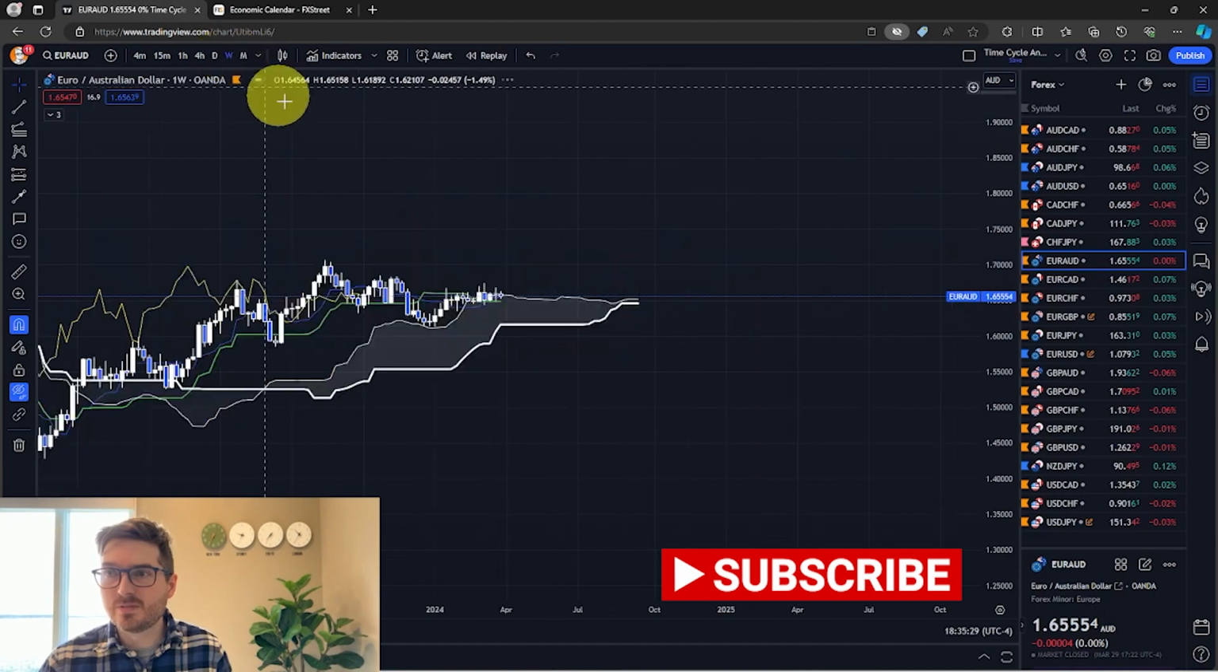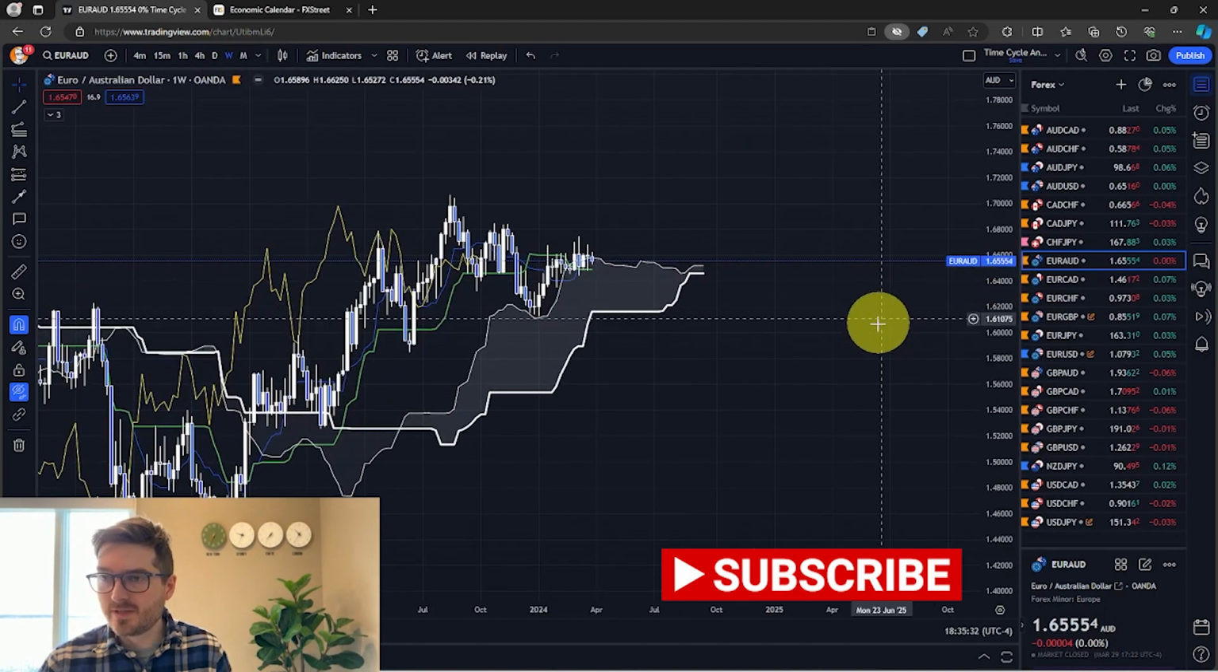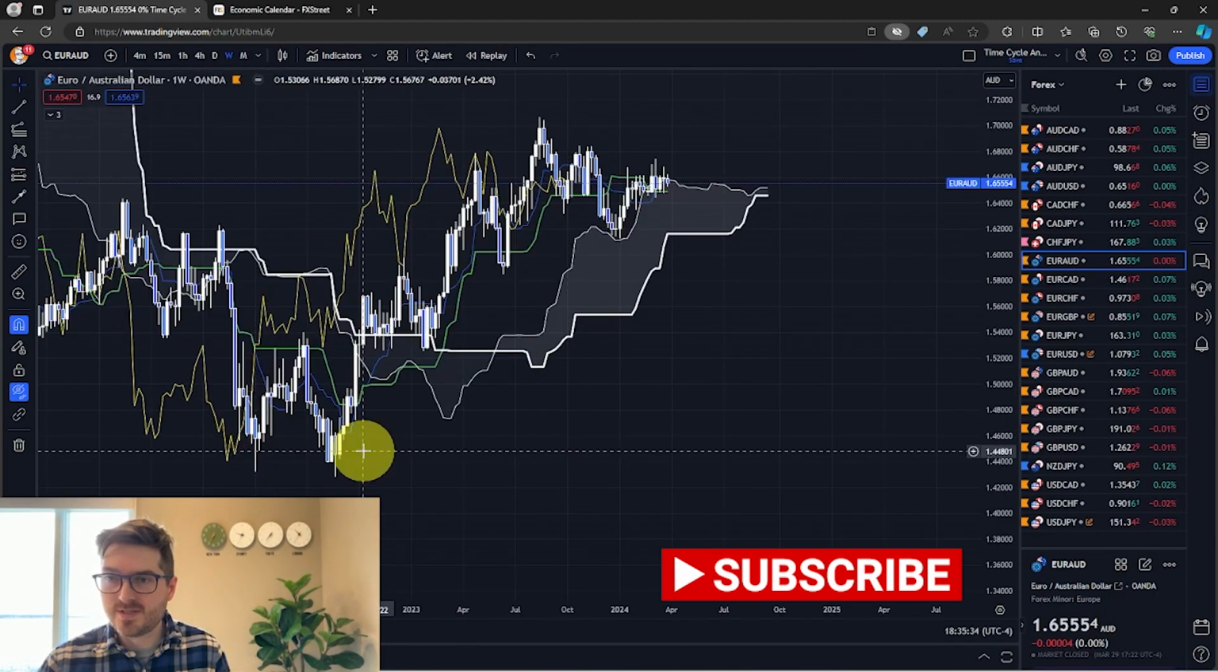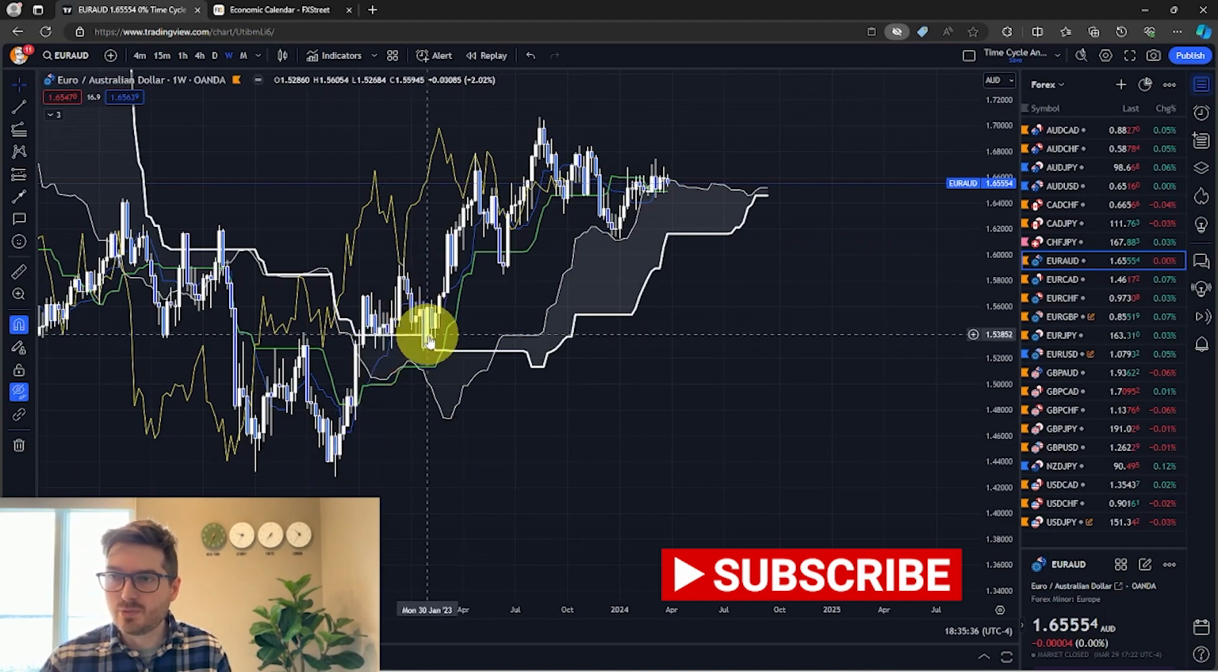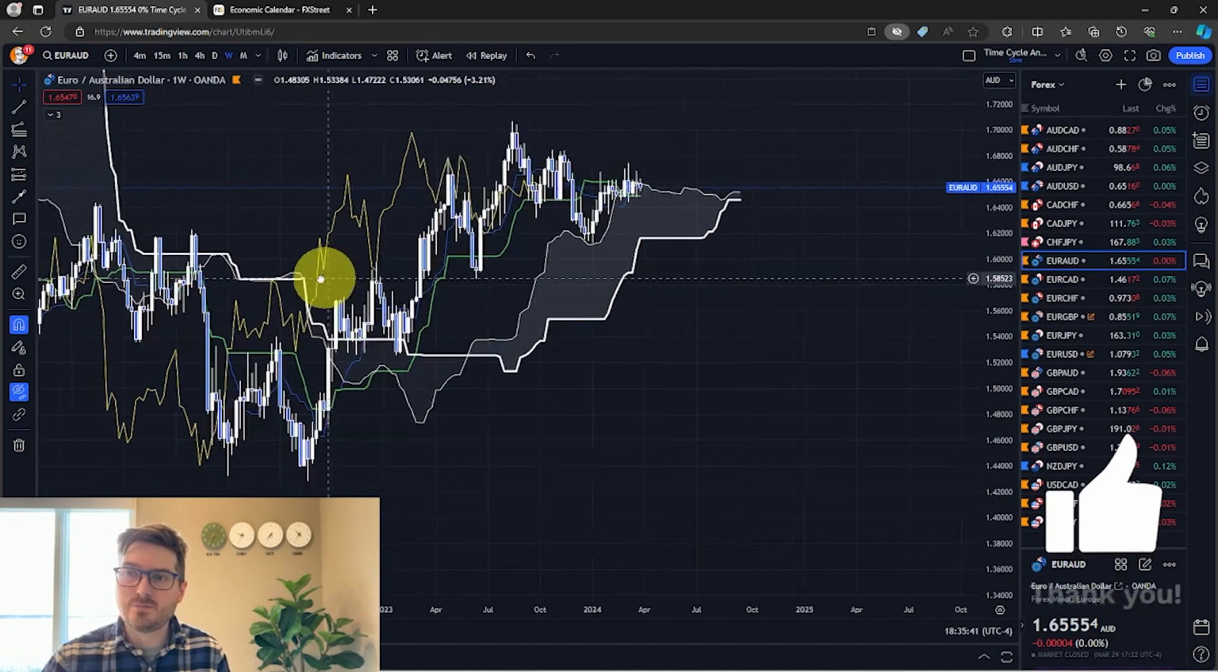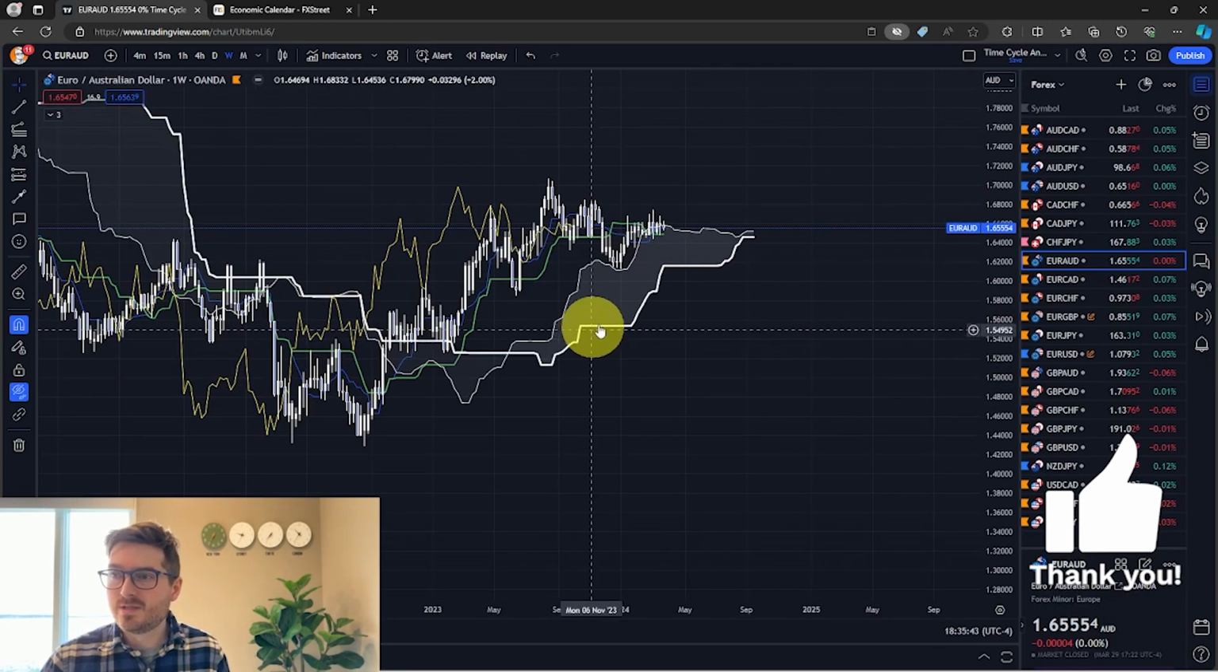Now let's go to the weekly. Okay, weekly. So here is the double bottom, right? We broke out on the Senko Span B. So we had 3 out of the 3 bullish trend signals here. Had a nice bullish trend on the Kumo cloud.